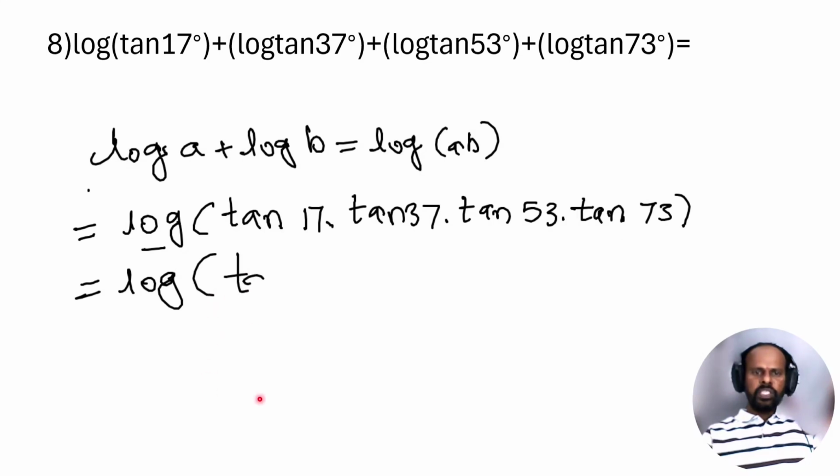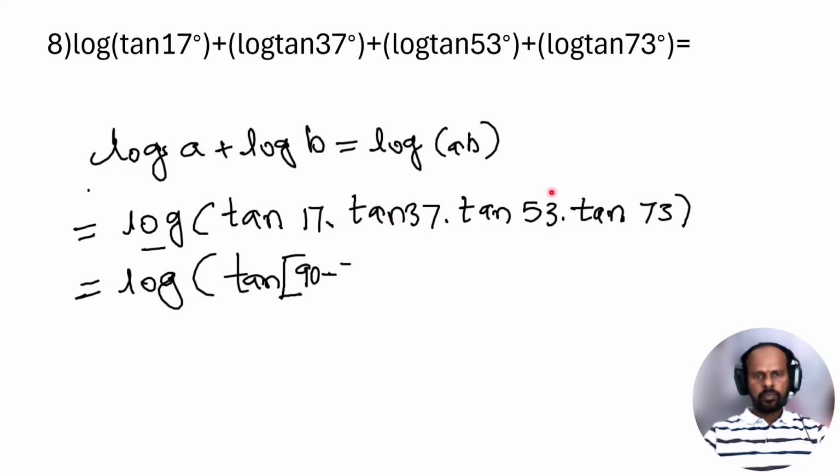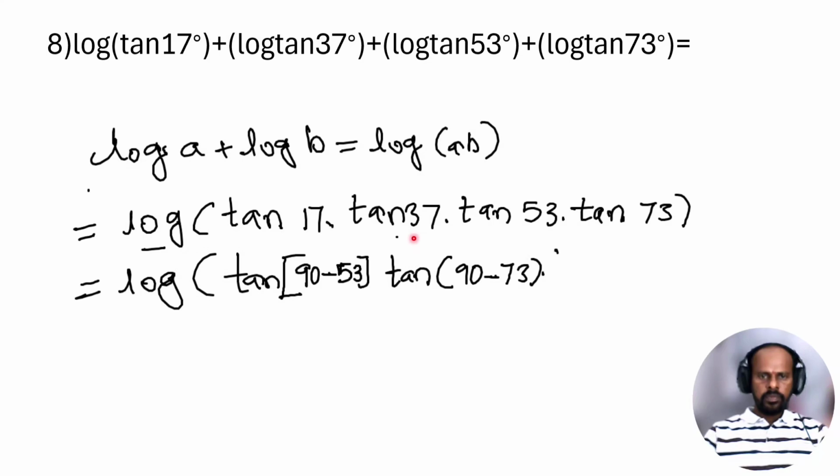So in this way, tan 17 I am writing in the form of tan of 90 minus 73, so 90 minus 73 can be written as 17. And next, if you observe, tan 37 can be written as tan of 90 minus 53. If you write, you will get 37, and the remaining two I am writing as it is, tan 53 and tan 73.